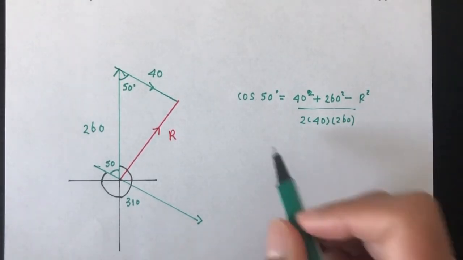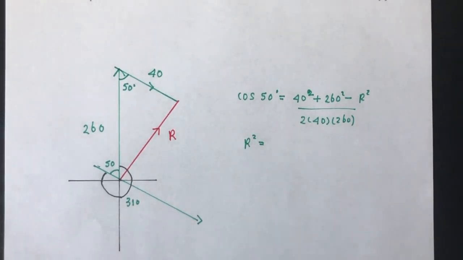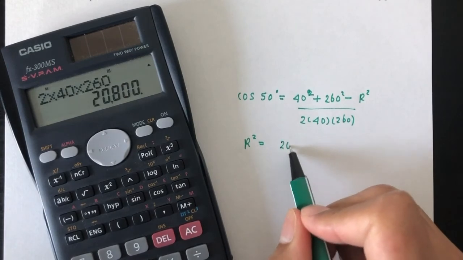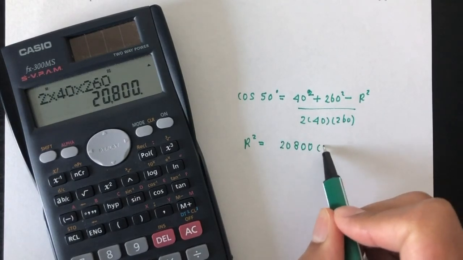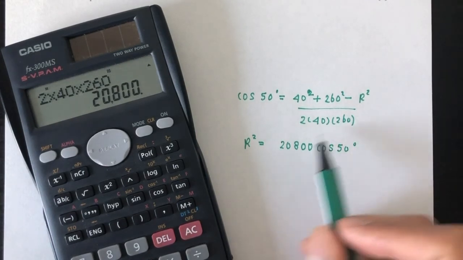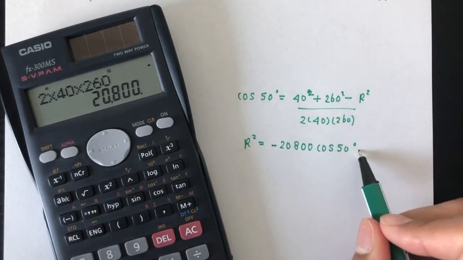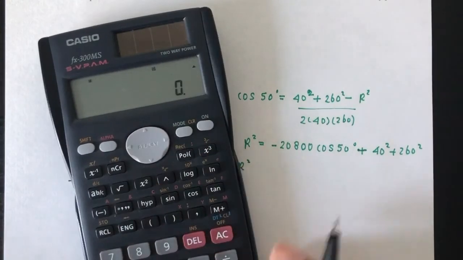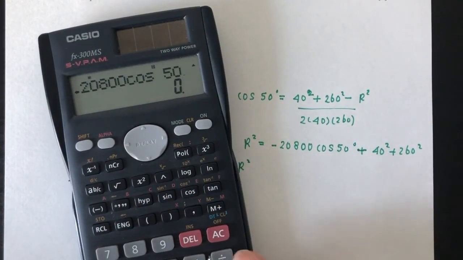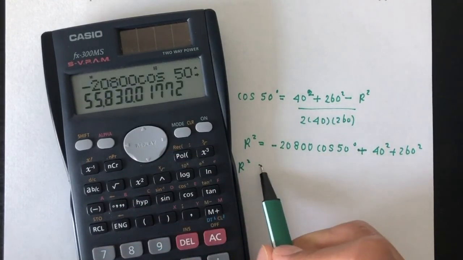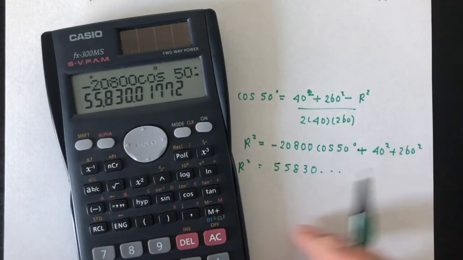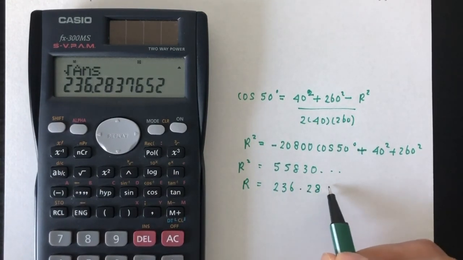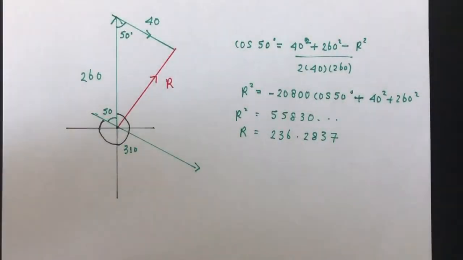Now we have to make r the subject of the formula. So r squared is equal to, what is 2 times 40 times 260? Let's find that out. That should be 20800 cos of 50. That will be this side, and we have to send this over here, so it becomes minus. So it will become plus 40 squared plus 260 squared. So r squared is what? Minus 20800 cos 50 plus 40 squared plus 260 squared. That should be 55830. Now the value of r will be the square root of that, that should be 236.2837. But now you will write your value of r in 3 SF, right?